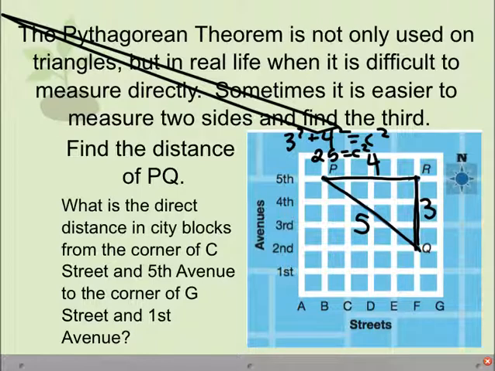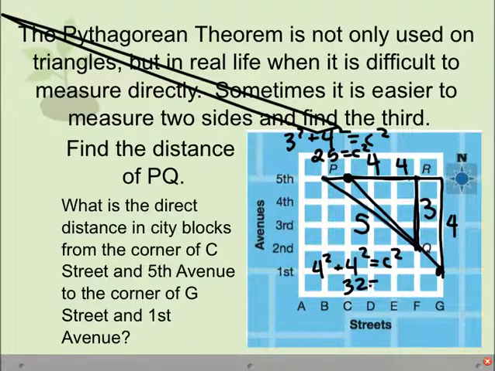Okay, so we can use the Pythagorean theorem in order to find some distances that are kind of hard to actually measure. We could also do this with any amount. If we were to do the corner of C Street and 5th, so right here, to the corner of G Street and 1st, right here, we could do something very similar, okay? But in this case, we would have 4 by 4. So we could plug it into the Pythagorean theorem and say 4 squared plus 4 squared equals c squared. So 16 and 16 is 32 equals c squared.